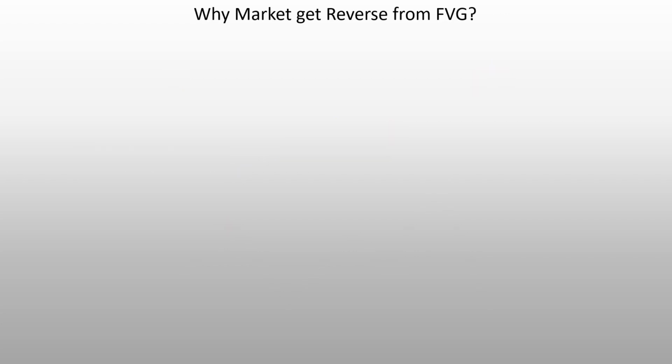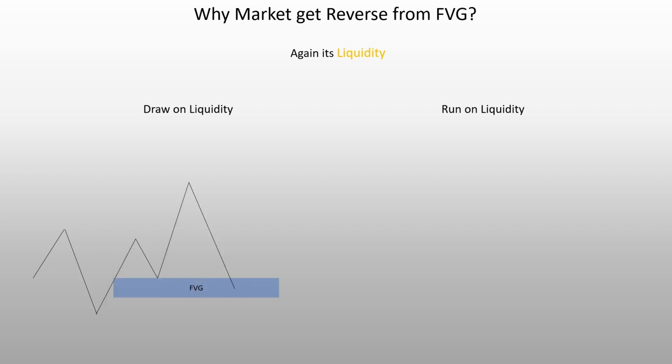The next question is, why does the market reverse from a fair value gap? The answer to this is also liquidity. There are two types of liquidity in the market: draw-on liquidity and run-on liquidity. Draw-on liquidity means the market has liquidity resting in a fair value gap. The market will come to sweep this liquidity and then reverse. After consuming liquidity, the market reverses. This is called draw-on liquidity.